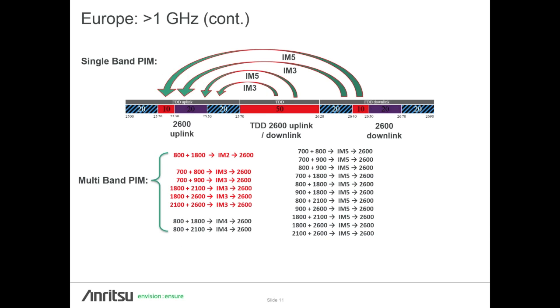And carrying that to the last step, which is the 2.6 gigahertz band, once again, if it's TDD or FDD transmits, those can cause IM3 or IM5 into the FDD receive. And once again, combinations of the lower frequencies can all generate low intermodulation products that impact the 2.6 gigahertz receive.